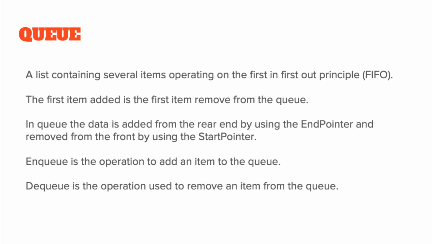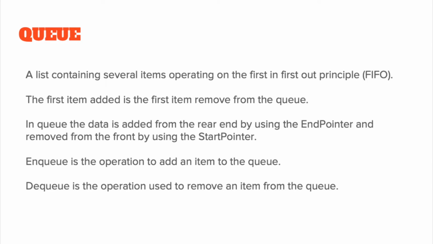Queues are just like stacks. They're basically a list containing several items operating on a first in, first out principle. So basically here, the first item that's added is the first item to be removed from the queue. So in a queue, there are 2 pointers. Because data is added from the back, we use an end pointer, and because it's removed from the front, we use a start pointer. So the difference between a stack and a queue is the stack only uses 1 pointer, whereas a queue uses 2 pointers, start and end pointers.